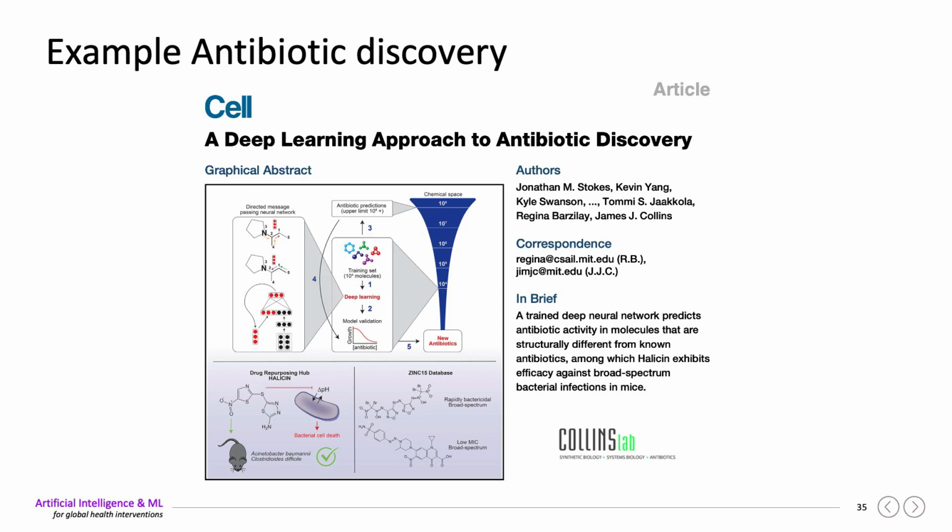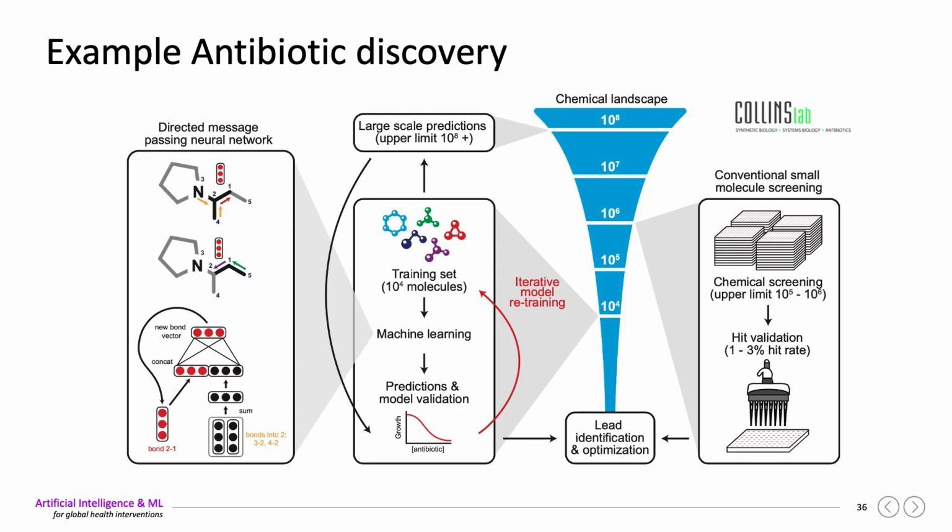A graph neural network operating directly on molecular structure discovered a genuinely novel antibiotic addressing one of the most urgent problems in global health: antimicrobial resistance. Let's see how that pipeline actually worked. Here the antibiotic discovery pipeline is laid out in detail.